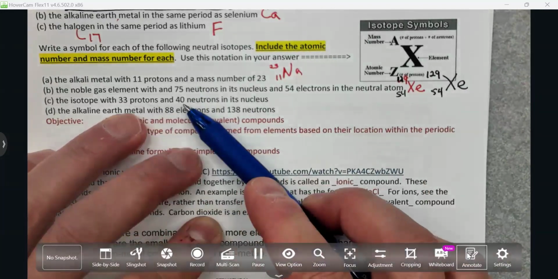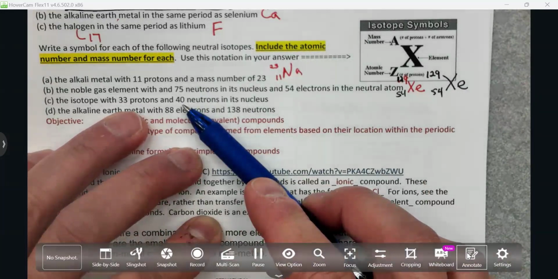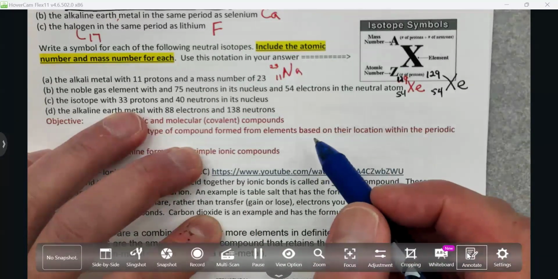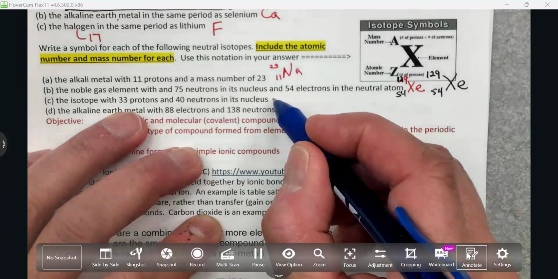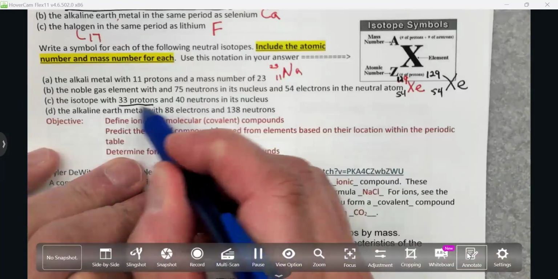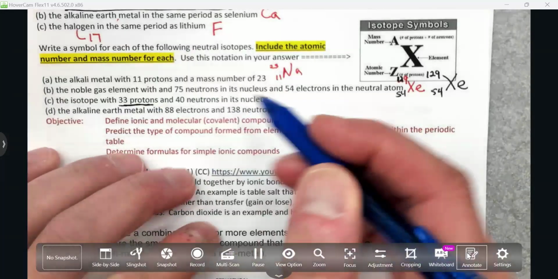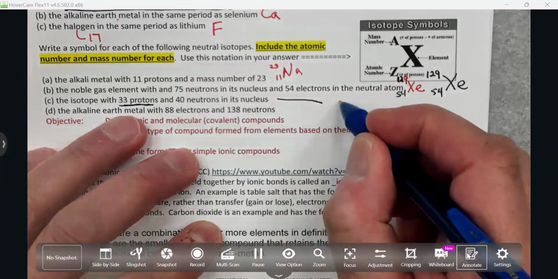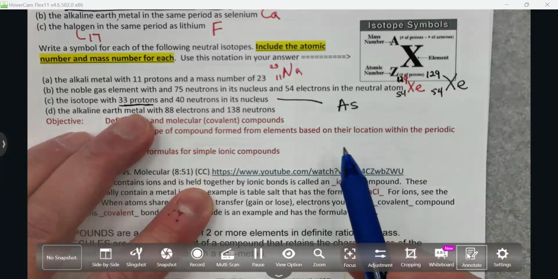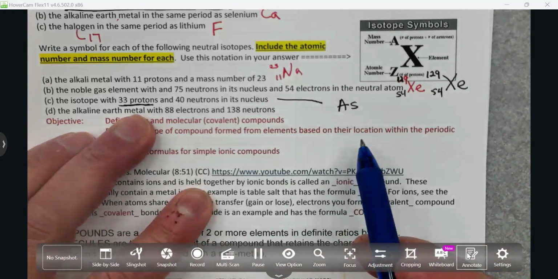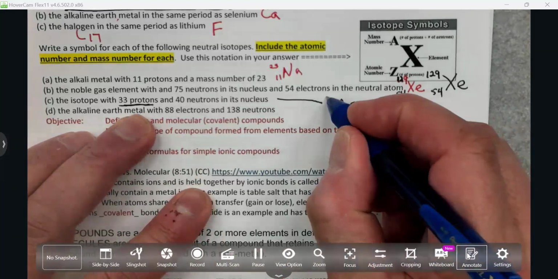33 protons, 40 neutrons. 33 protons gets us what? Atomic number 33 is arsenic. Mass number would be 73.